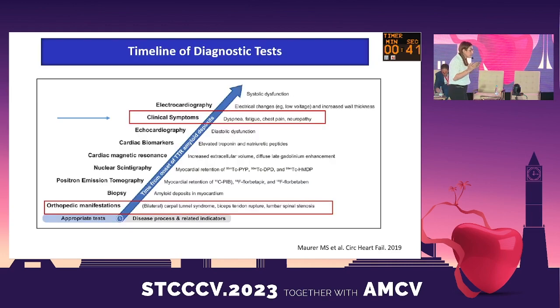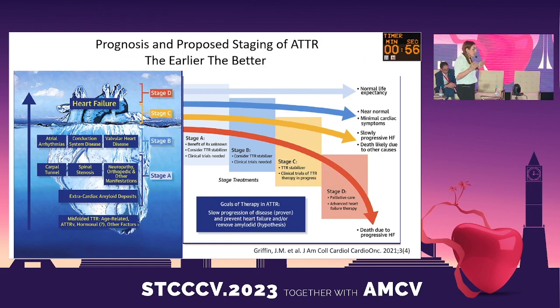So as you can see in the timeline, the best time to diagnose the patient is when you look at the orthopedic manifestations, and at that time the prognosis is much better than when you look at the clinical dyspnea, heart failure, or something which goes up. Echo and EKG are unfortunately late in the line of the diagnosis. Remember, the earlier the better. If we are able to see the patient at the stage of carpal tunnel syndrome or orthopedic manifestation, you have better treatment, rather than at stage C.